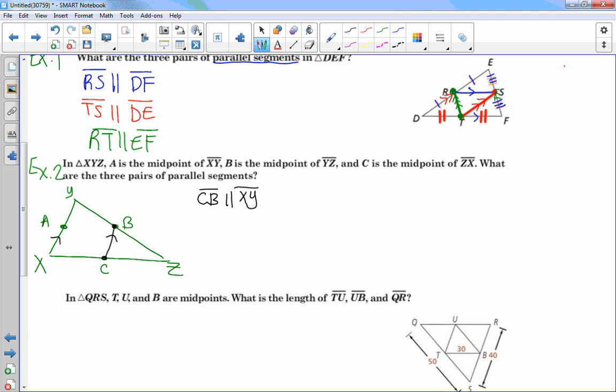Okay. Tyson, can you give me another pair, please? AB, and we get a different color. AB, it only works when those are midpoints, and we were told that they're midpoints, so it would work. AB is parallel to what, Tyson? What's the opposite side of a triangle? XZ, yep. Okay, one more. Let's mark that really quick. Double arrow. Omar, can you get me the last one, please?